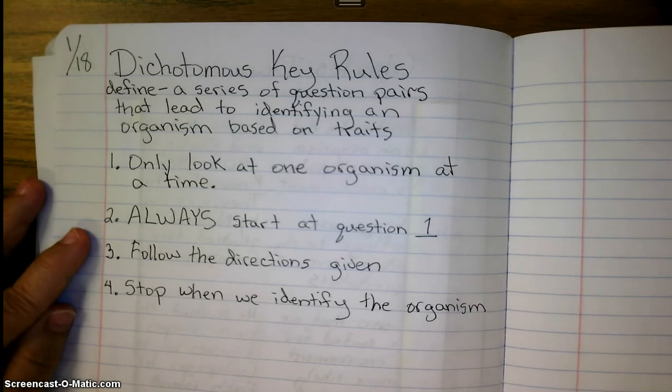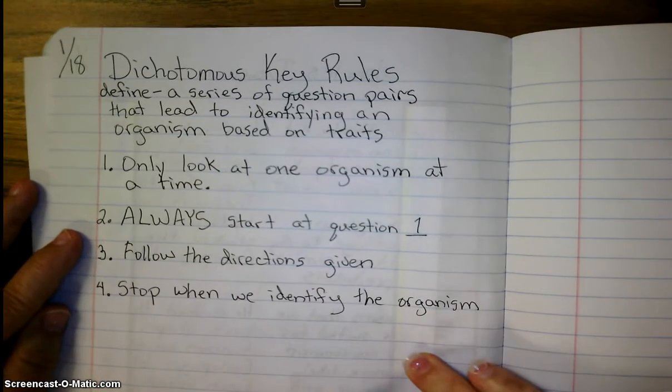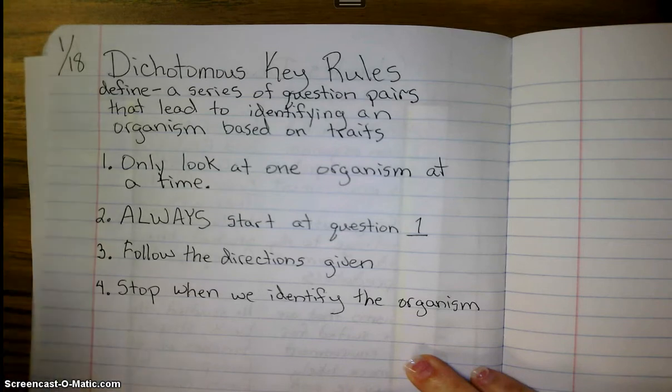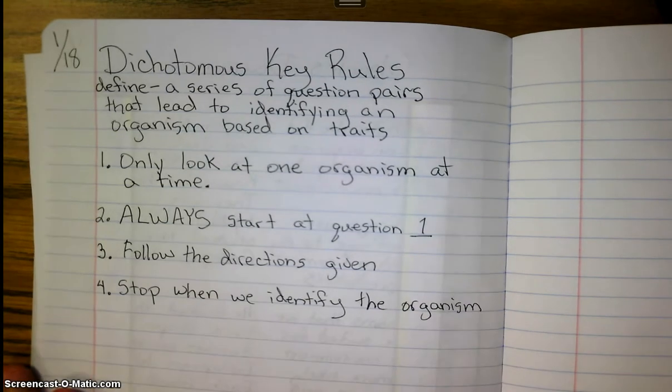And finally, I didn't used to put this one, but I had to, because some people, even though they got to the name of the organism, would still go on to the next step. And I said, why'd you do that? And they said, well, you didn't tell me to stop. So rule number 4, stop when we identify the organism. You don't keep going. You stop. Once you get the name and it doesn't say go to 2, 3, 4, whatever, it says the name of the organism, that's where you stop.